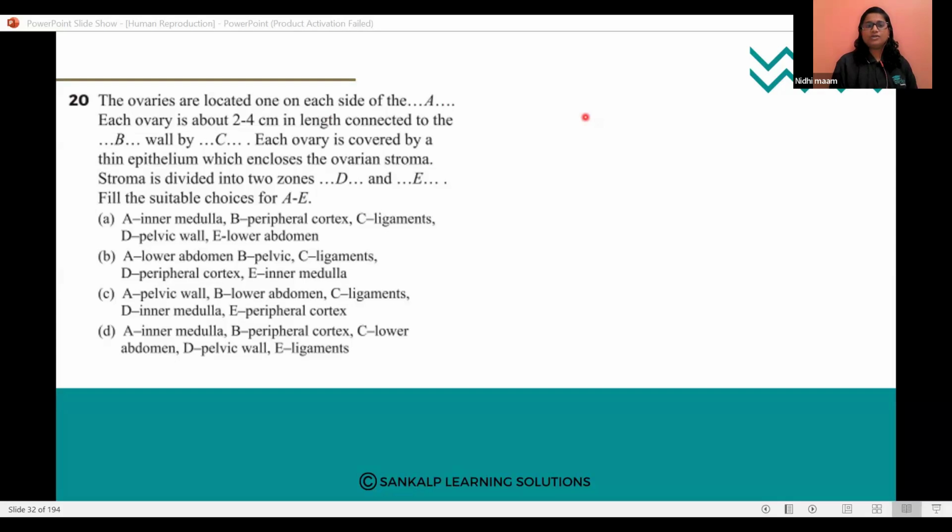So most of you voted for option B. I read it like that only. So most probably option B is the right answer. Let me explain you with the help of a diagram.